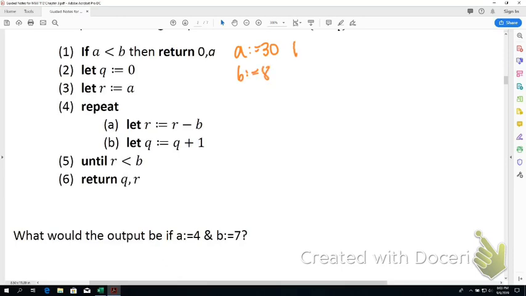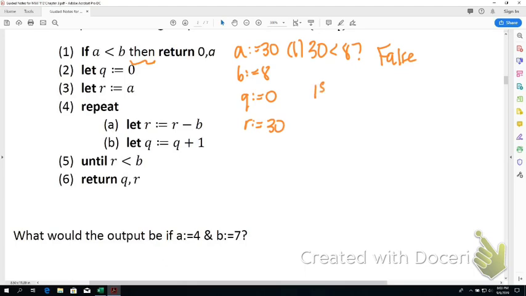Let's do number 1. Is 30 less than 8? Is this true? No, this is false. Okay, so what does that mean? Well, I'm not going to do the statement after the then here, because I only do that if the if part is true. So I go to step 2. So step 2 says Q is now 0 and R is now A. Okay, so Q would be equal to 0. R is now equal to A, which is 30. And then I'm going to repeat.